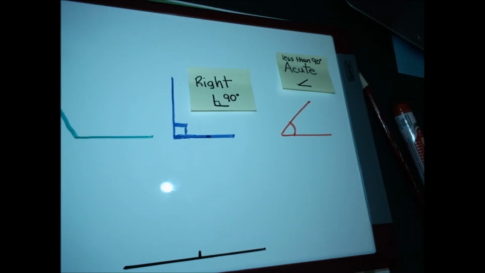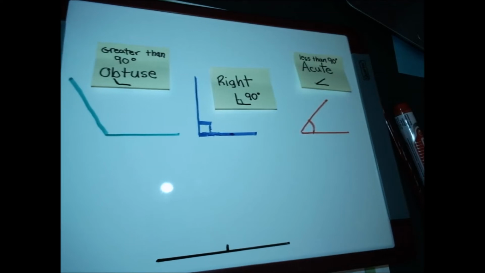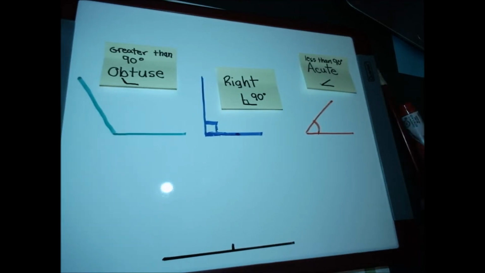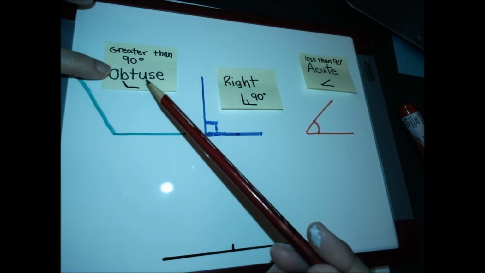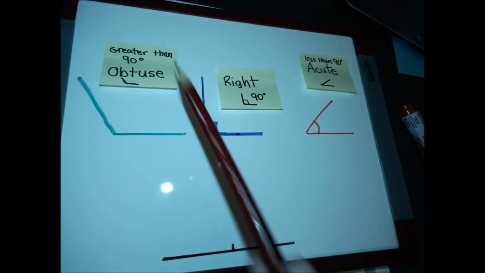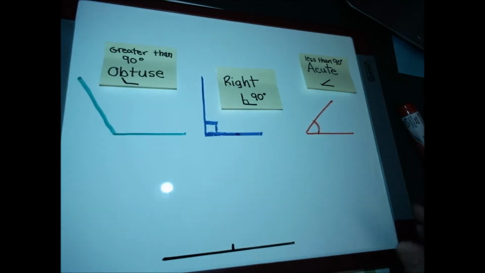and give the degrees of it. Then there's also the obtuse angle, and obtuse is greater than 90 degrees, which means that it is a wider angle. If you can remember that obese means a little bit wider, a little bit bigger, then you might remember obtuse. Obtuse means a wider angle, or greater than 90 degrees.